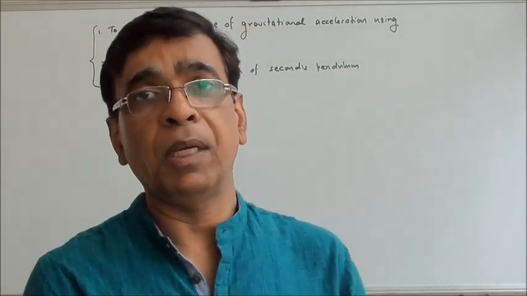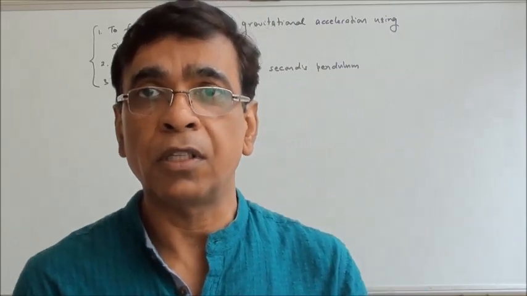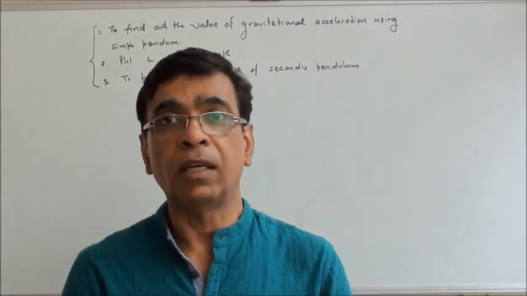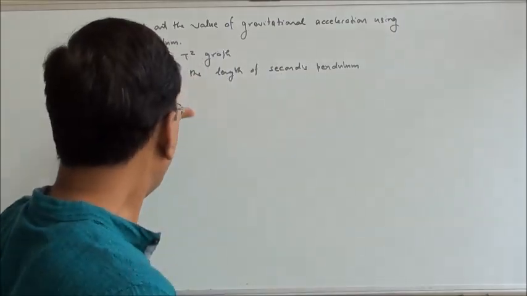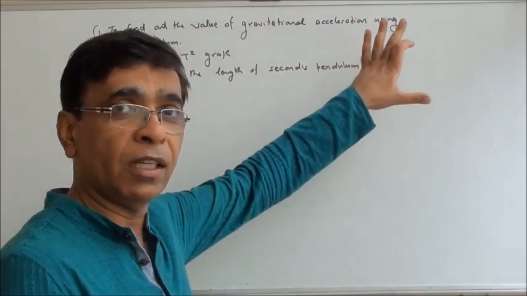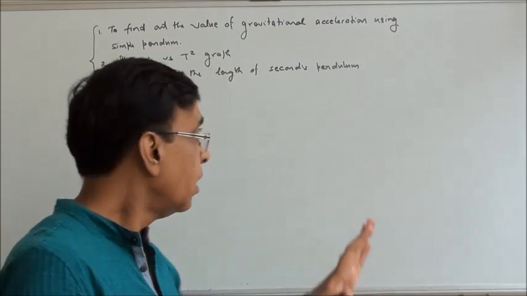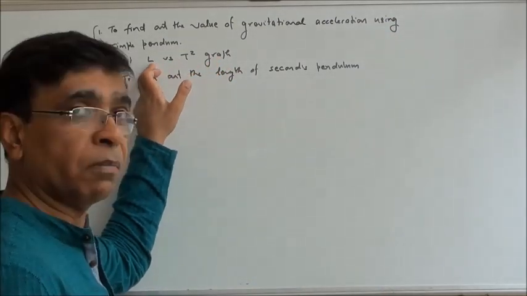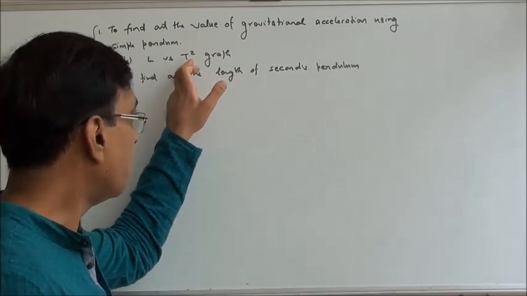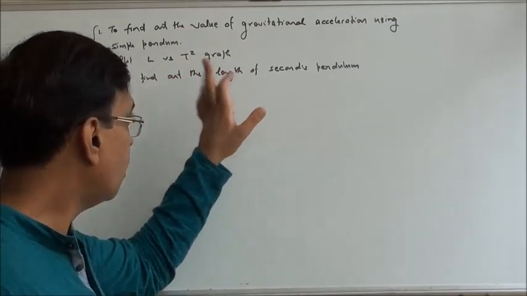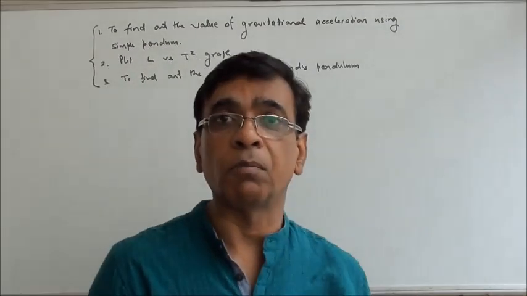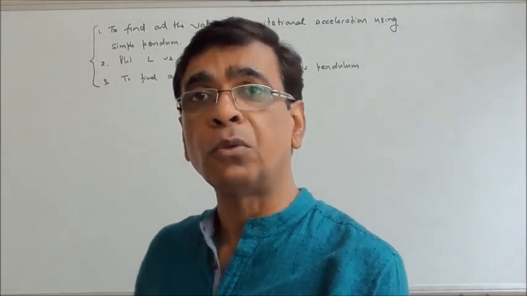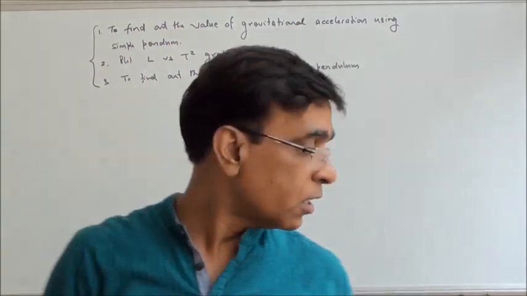We will do one experiment to find out the value of gravitational acceleration with whatever material is available at home. The aim is to find out the value of gravitational acceleration using a simple pendulum, and then plot a graph between the length of the pendulum and the time period, and then we will find out the length of the seconds pendulum. Actually, we need just one set of readings to find out all these three.